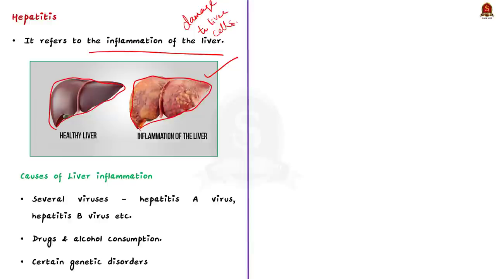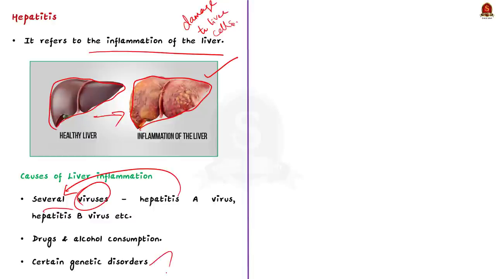Now, what causes this liver inflammation? Mostly liver inflammation can be caused by several viruses like hepatitis A virus, hepatitis B virus, and so on. Remember, if the inflammation of the liver is caused by a virus, then it is termed as viral hepatitis. Apart from viruses, several other factors like drugs and alcohol consumption, and certain genetic disorders can also cause liver inflammation.